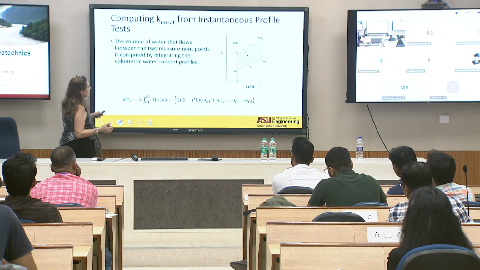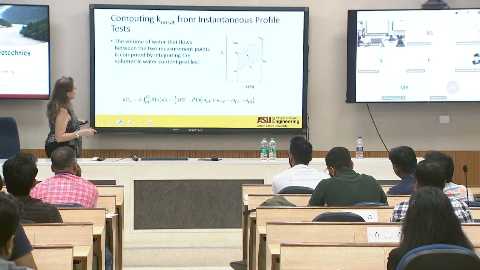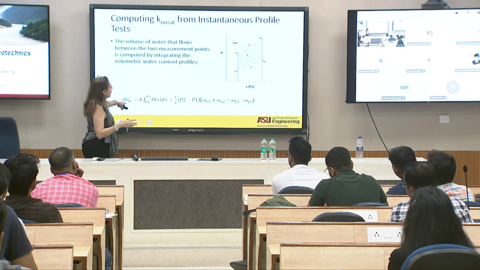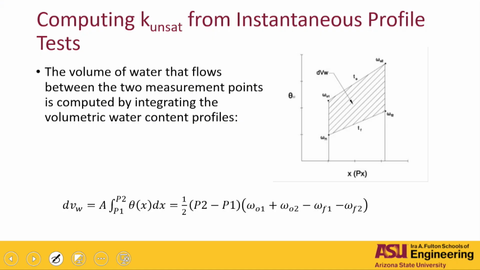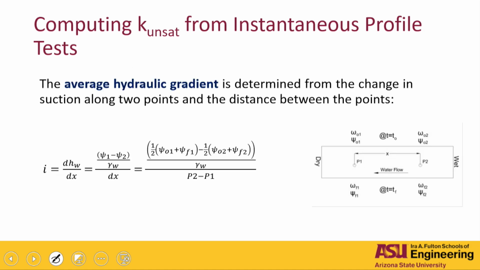And this one is calculated by the amount of water. It's just basically the summation or the integration between those two points, right? It is the difference between the 2 points and the difference in water contents in and out. So this is how you calculate the change in volume of water. And the hydraulic gradient is also determined by this equation, where the head is the average of the two suction values that you have.